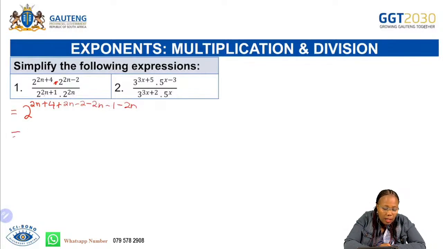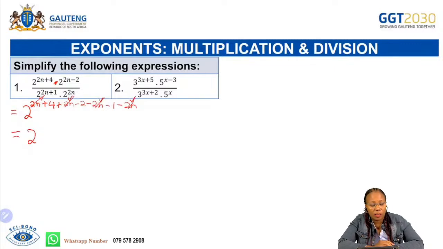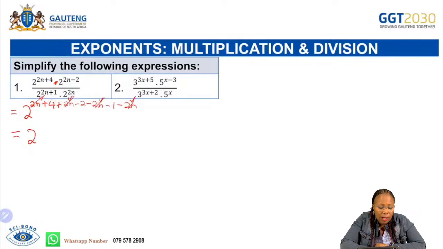Okay, and then now we end up with base 2. We now check like terms. 2n plus 2n is 4n, minus 2n, minus 2n, 0. And then now we come to numbers. 4 minus 2 is 2. 2 minus 1 is 1. So the answer is 2 to the power 1 for the first expression there.